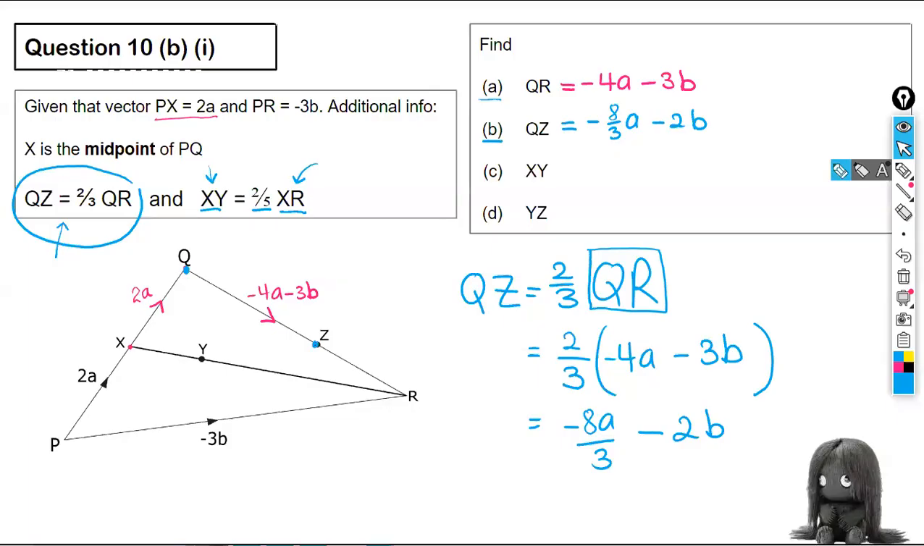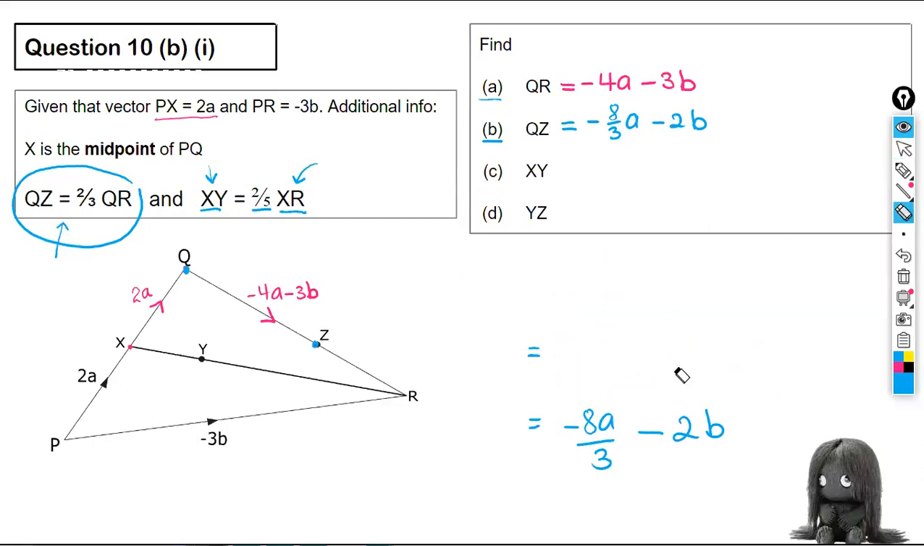All right, so XY, right? Remember the advice I gave, right? We're going to try to find XR first. So let's try to find XR. XR, if it's standing at X and you want to go to R, it has two ways. You could go from X to Q and Q to R, or X to P and P to R. Anyone is going to give you the same answer, you know.